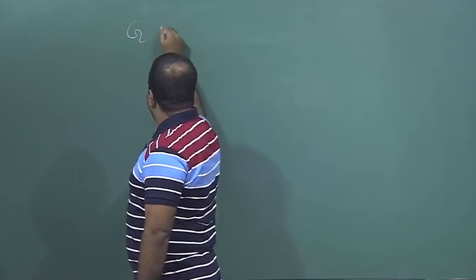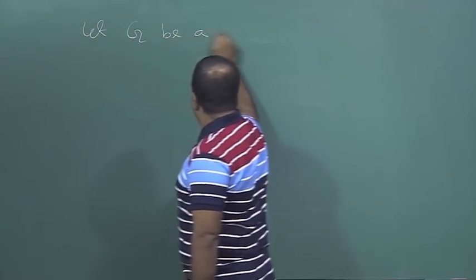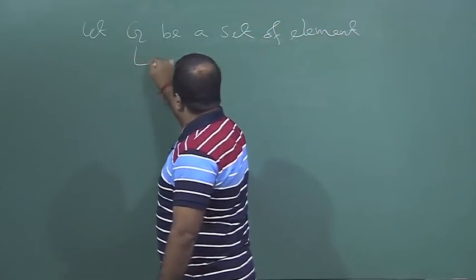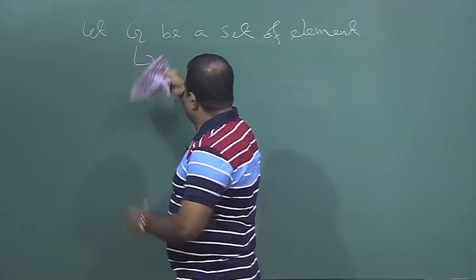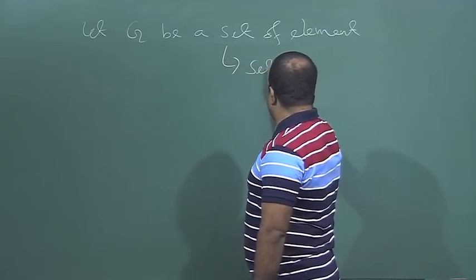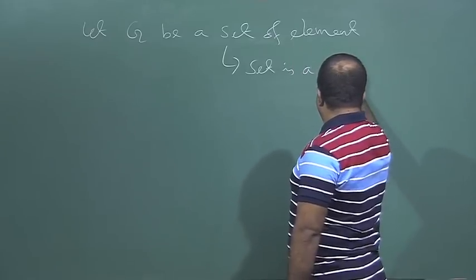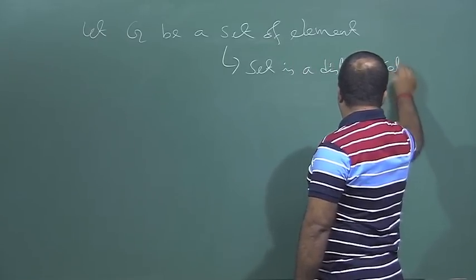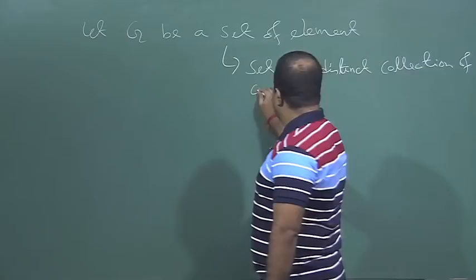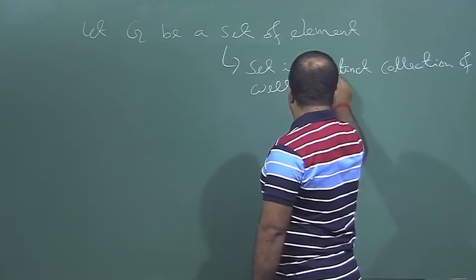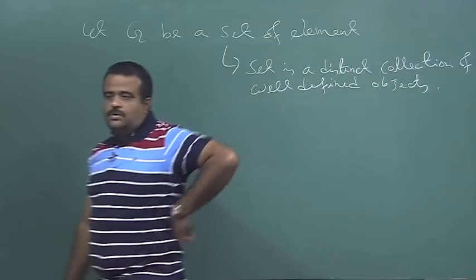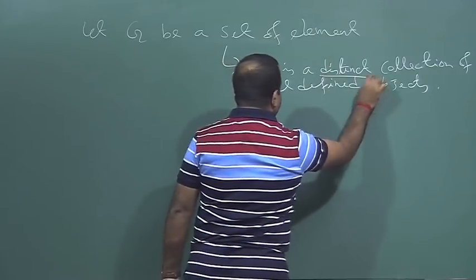So, let G be a set of elements. So, what is a set? How to define a set? Set is a collection of well defined objects. This is the definition of set. Set is a distinct collection of well defined objects. So, there are two things, one is distinct and well defined.